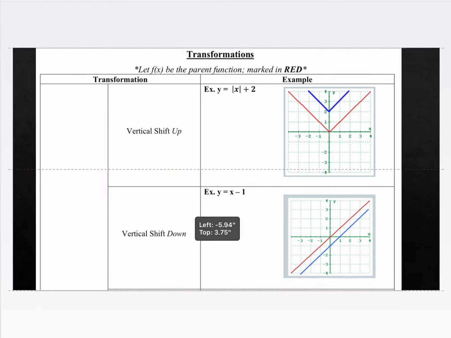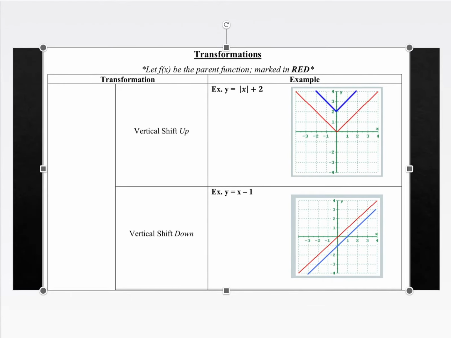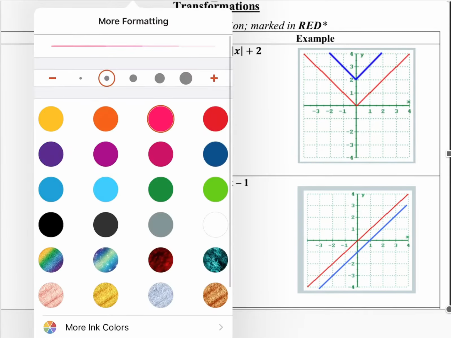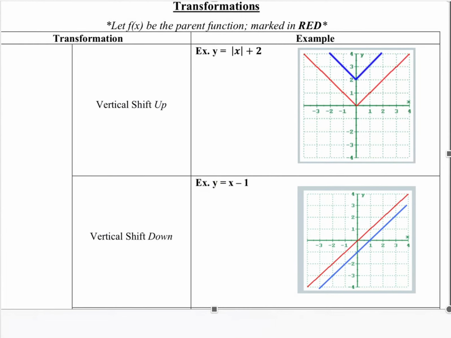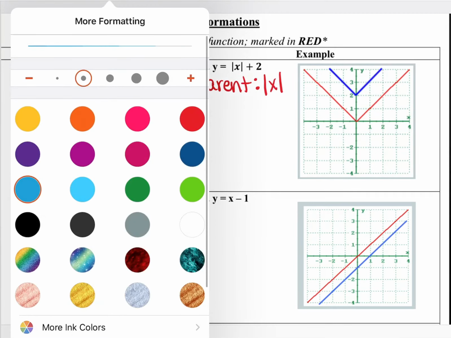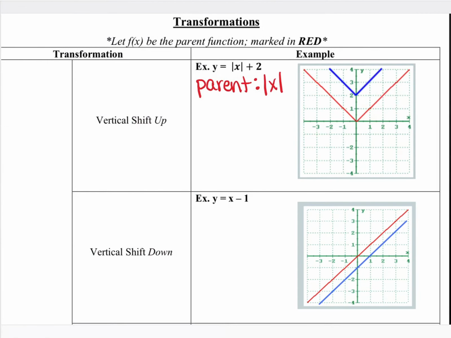So if we think about our transformations, I have the parent function marked in red and then the transformation marked in blue. So if we look at our parent function here, our parent function is the absolute value function. So the absolute value of x. Now, in order to get from my red function to my blue function, I'm going up 2 units. And you can literally see it here in our graph.